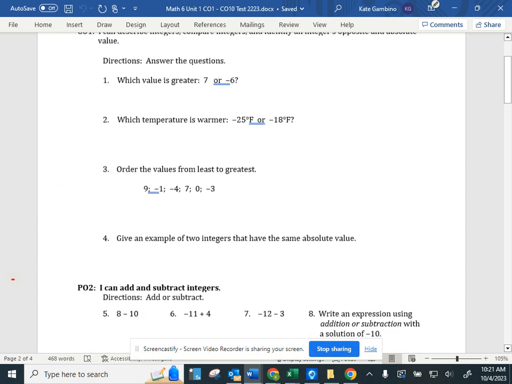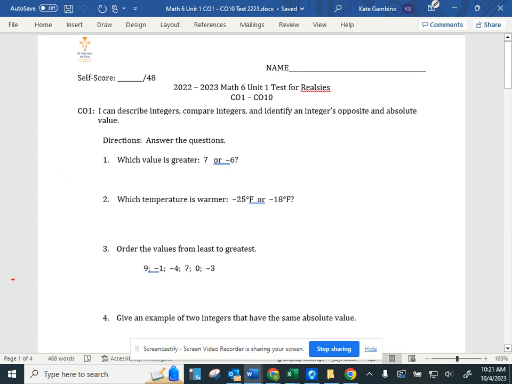So, at the front, it said self-score. I counted up how many you got right, and I checked to see if what you thought you were going to get right was the same as your self-score. If you put 45 and you got 45 right, then you got another extra credit for getting that self-score. Can't hurt you to make a guess.